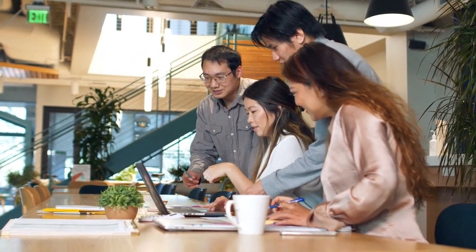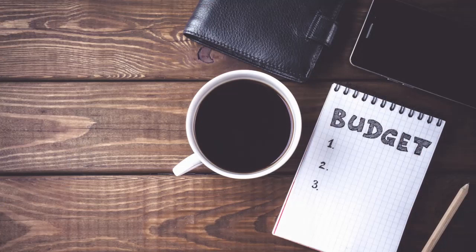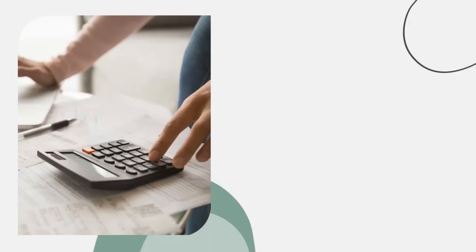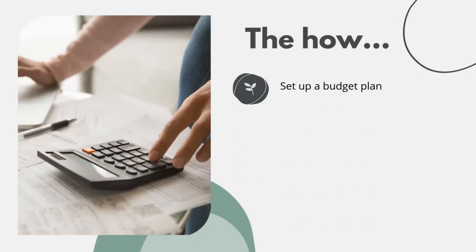How do we go about reducing budget stress? Here are some of my key tips. Tip number 1, set up a budget plan. So this could be from a mini rough budget to a very detailed one, but it's always recommended to have an idea of what things are going to be costing you. So research also forms a part of this.